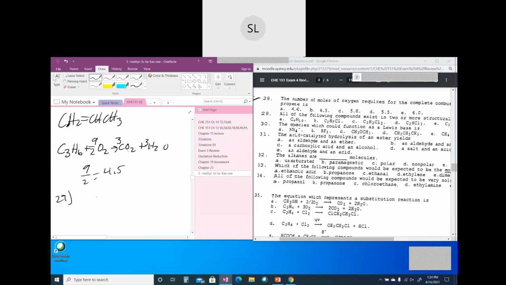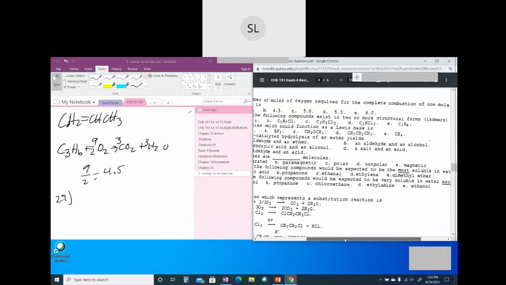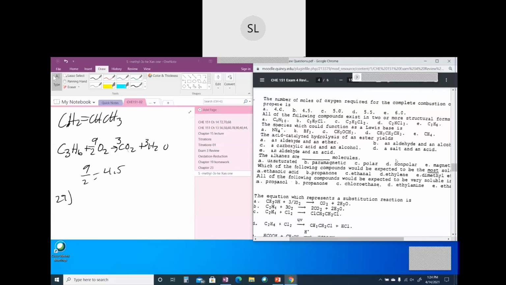All of the following compounds exist in 2 or more structural forms, isomers, except. Okay. So you have your C4H10. We already did this one. That is here versus here. You've got your C3H7, so there is your C3H7. That means you're going to have a chlorine, but you could put it as a 1-chloropropane, or you could do it as a 2-chloropropane that has an isomer.